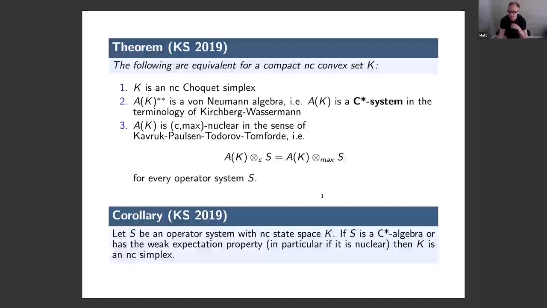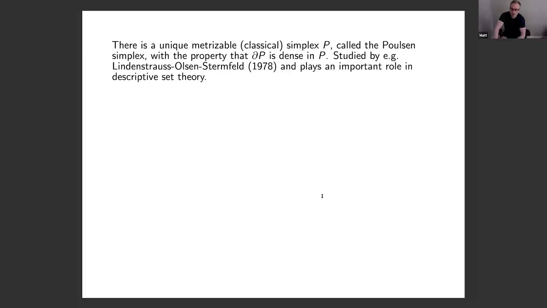Here's another very interesting class of examples. In the classical setting, there's a unique metrizable simplex called the Poulsen simplex. This is uniquely determined by the fact that its set of extreme points is actually dense, which is a very strange property to have. It's unique. This was proved by Lindenstrauss, Olsen, and Sternfeld in a 1978 paper. It plays a very important role in dynamics and descriptive set theory. It comes up a lot. It's a Fraïssé limit, if you're familiar with that terminology.